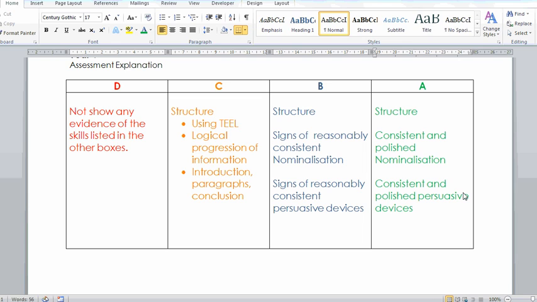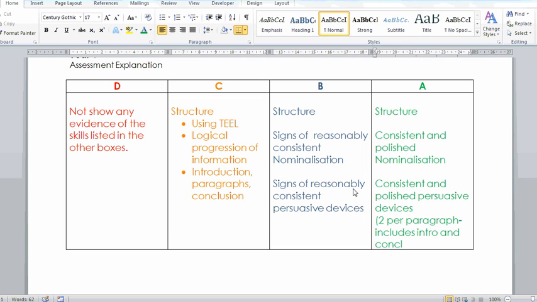Now if you wanted me to put a number on that, then what we're really looking at here is probably at least two per paragraph. That also includes the intro and the conclusion as well. So really you should be showing them as often as you can, because that's what makes your persuasive device persuasive. When we're talking at the B level, we're probably talking about one per paragraph, one or so, just to give you a bit of an idea about where you are.